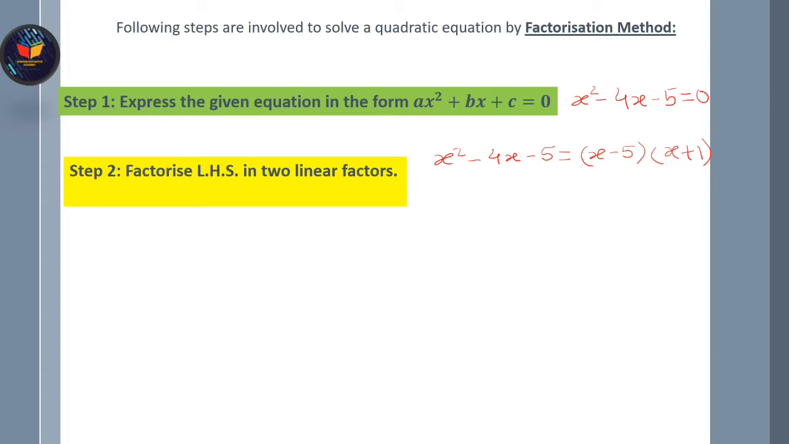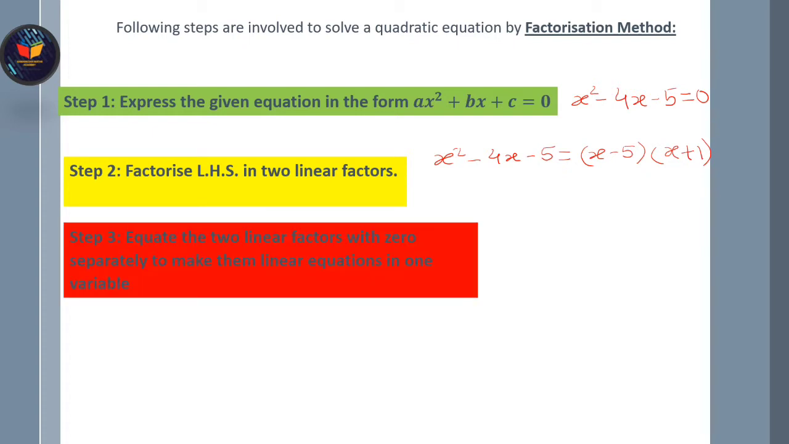Now in step 3, equate two linear factors with 0 separately to make them linear equations in one variable. Here the two linear factors are x minus 5 and x plus 1. So we equate them with 0. x minus 5 equal to 0, let's give it equation number 1, and x plus 1 is equal to 0, equation number 2. So our step 3 done.